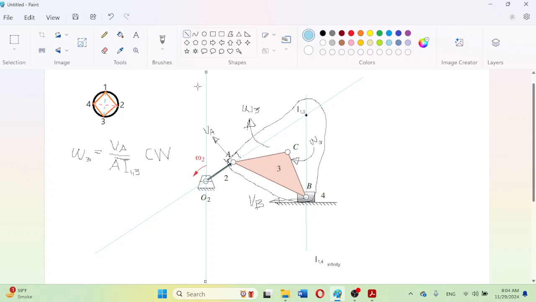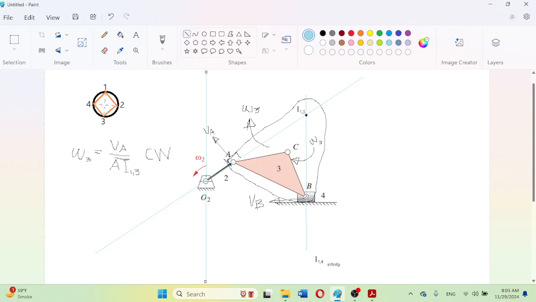Where exactly that instant center will be located will be determined using the other trio, the line connecting the permanent instant centers 2,3 and 3,4. Here we can observe this is the permanent instant center 2,3, and this is the instant center which is pin B.